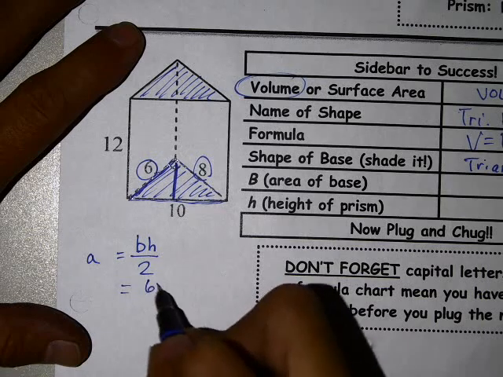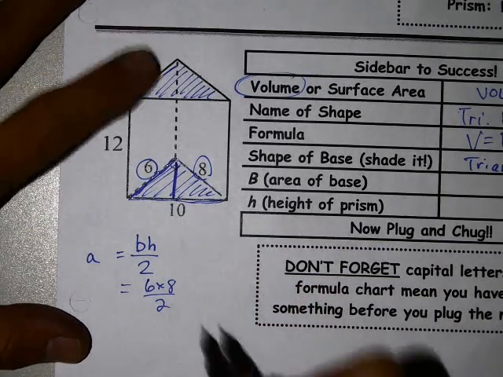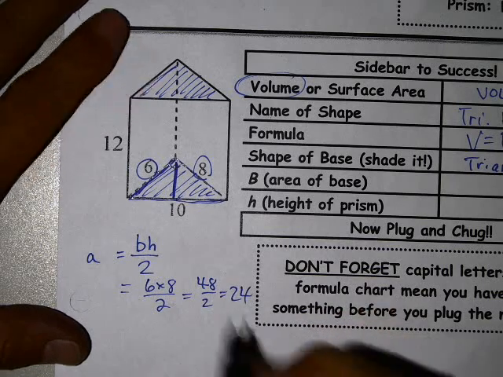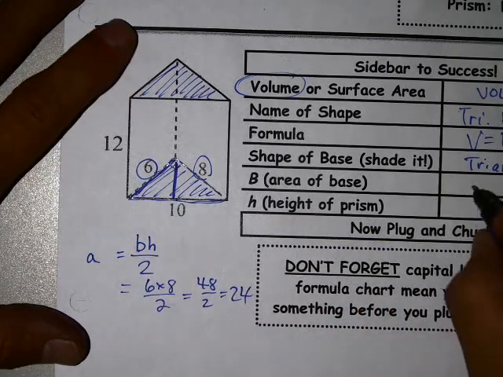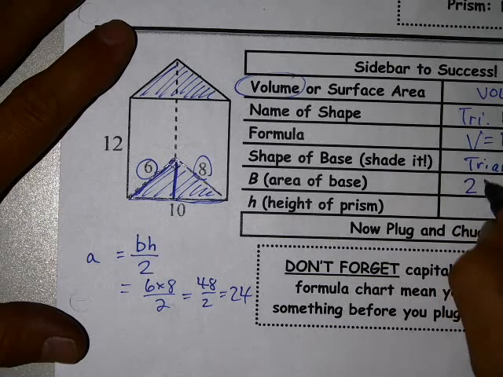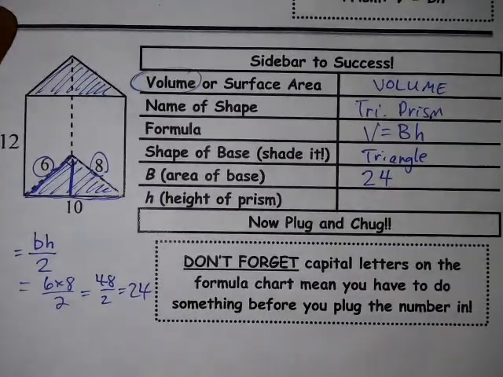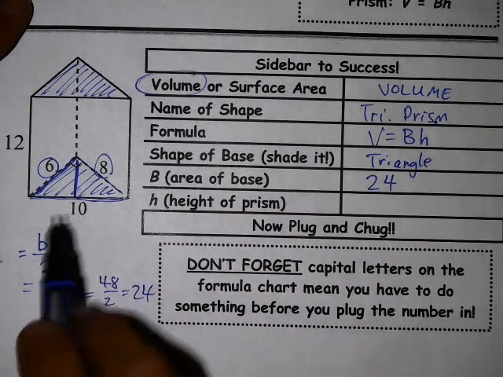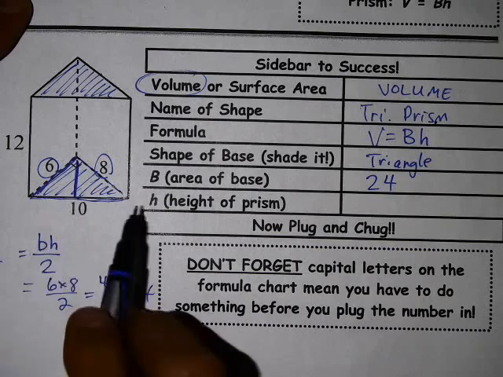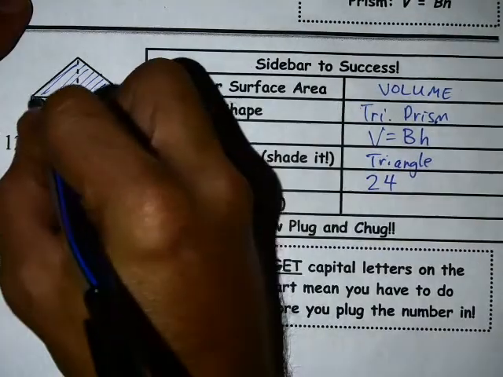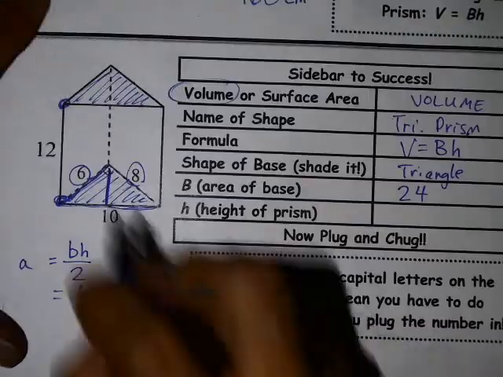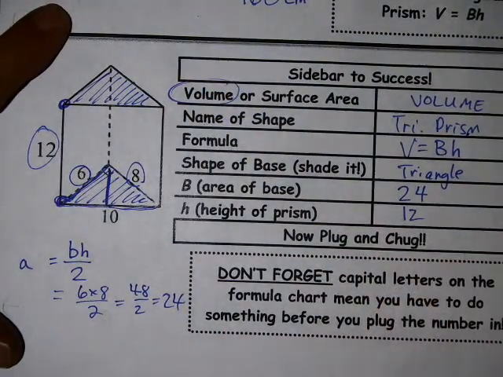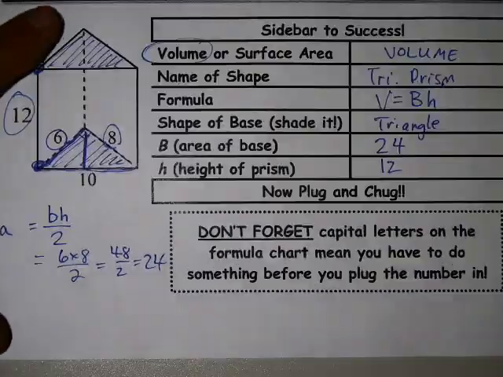So base times height, 6 times 8, divided by 2, would tell me that the area of that triangle right there is 24. So the area of the base is 24. Again, the height of the prism. Don't think it's the 10, because this does not connect the two bases. This is the line that connects those two bases. Those two triangles are connected by this line, which is 12. So my height of the prism is 12.